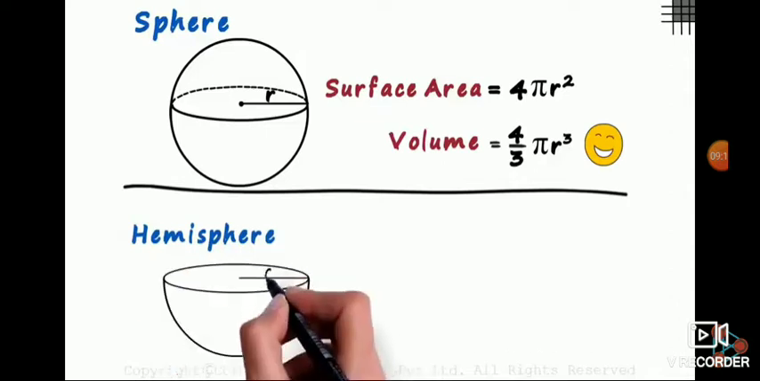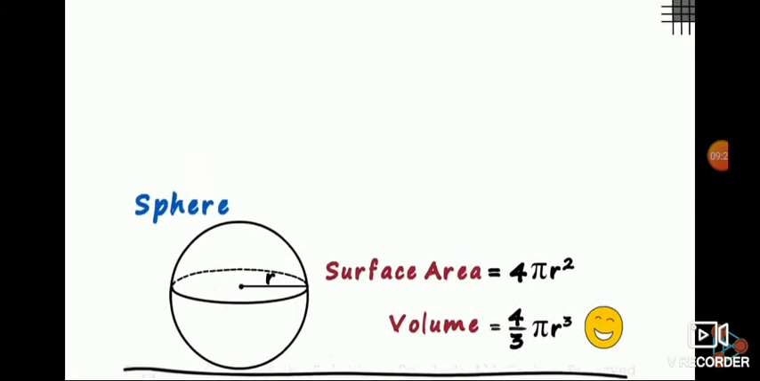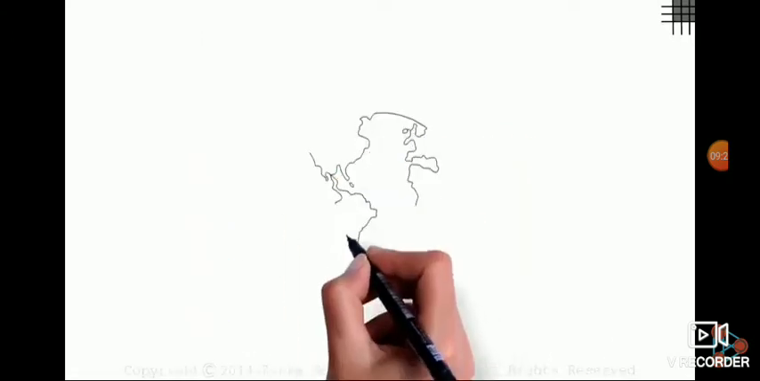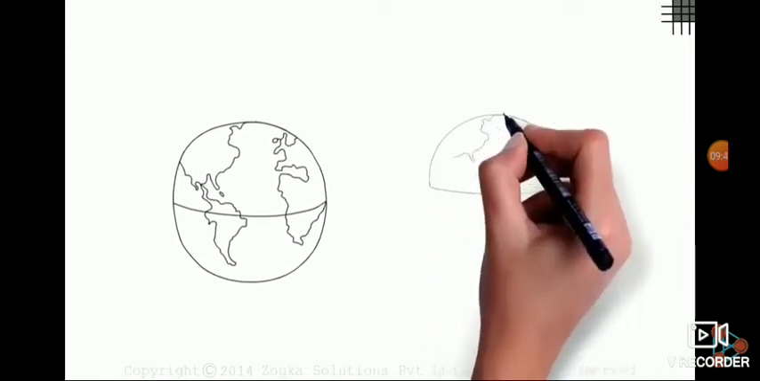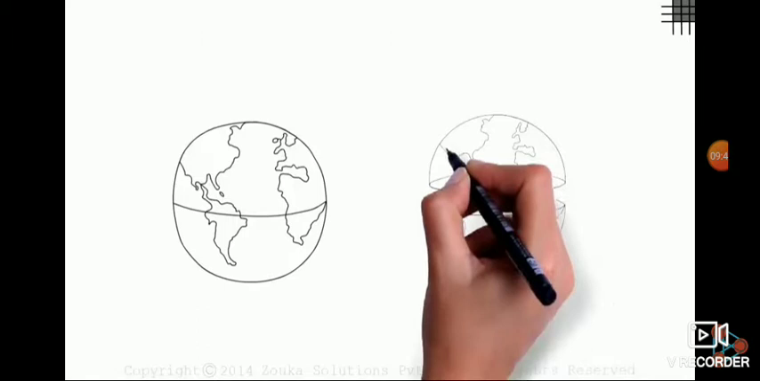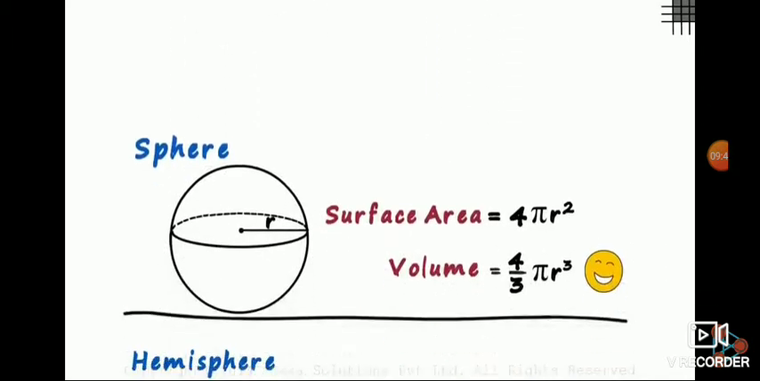Let's say it has a radius r. We have just cut the sphere horizontally and we are looking at the bottom part. The best way to understand the hemisphere is by looking at the Earth. The equator divides the Earth into two hemispheres, the northern hemisphere and the southern hemisphere. If we split the Earth at the equator, we get two hemispheres like these. Okay, great. Let's get back to our figure now.